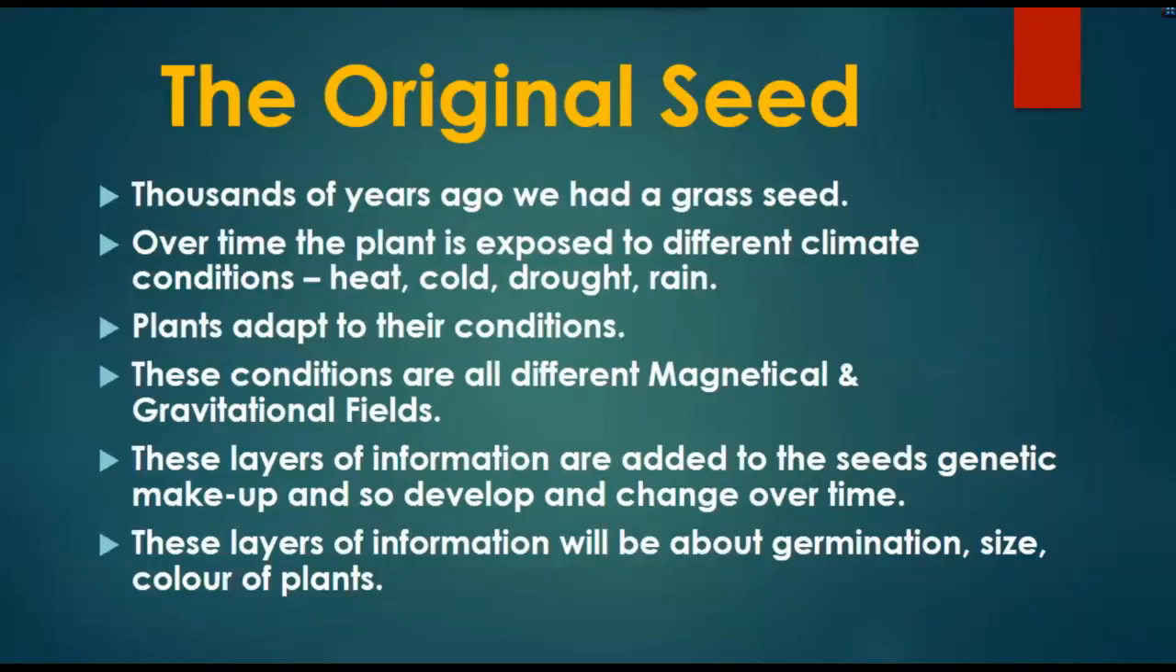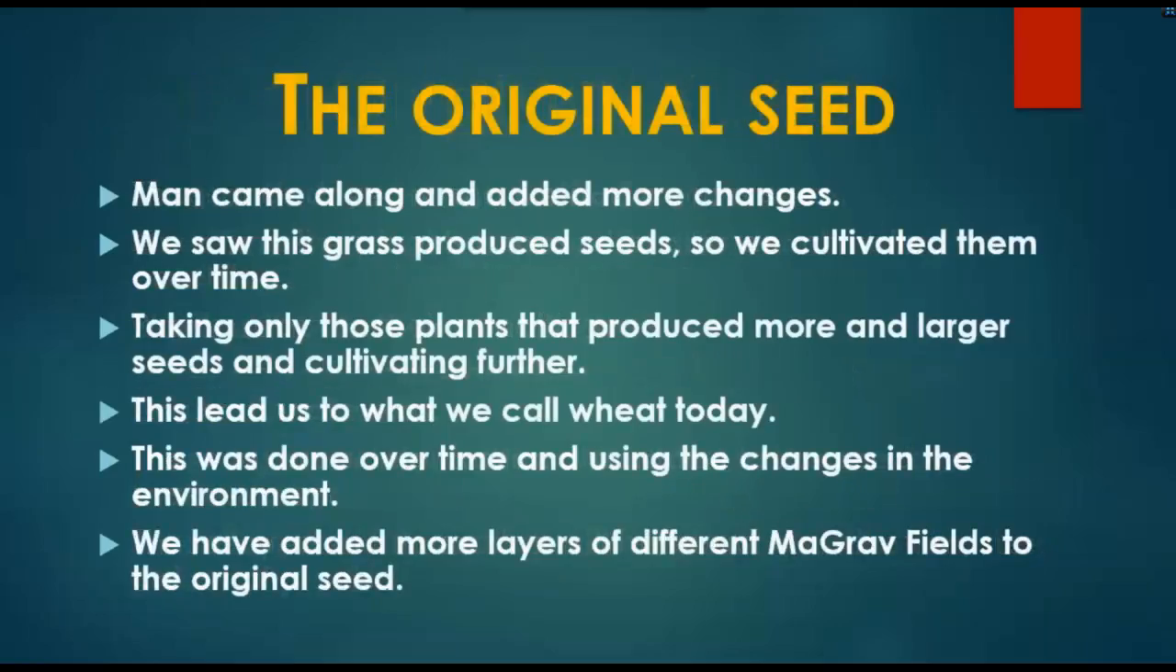Now, these different conditions of heat, cold, drought, and rain are all different magnetic and gravitational fields. These layers of information are added to the seed's genetic makeup. And so the plant and the seed develop and change over time. All these layers of information, all in the fields, are all about the germination, the size, and the color of the plants and how they've adapted to their environments.